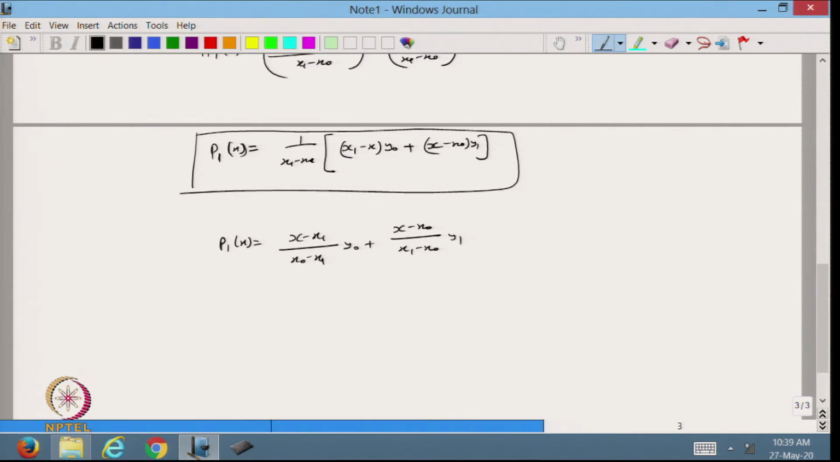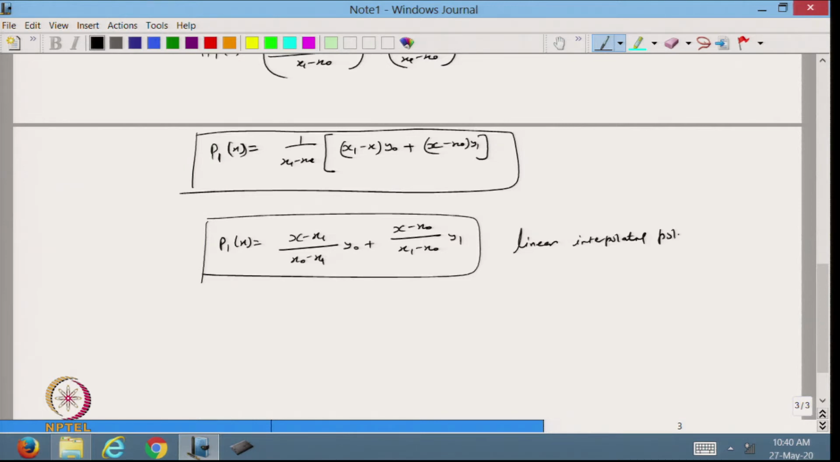Similarly, I am putting the coefficient of y1. So, leaving the coefficient of y1 and taking the other one, it will be (x minus x0) divided by (x1 minus x0). So, that is the expression for the Lagrange linear interpolating polynomial.